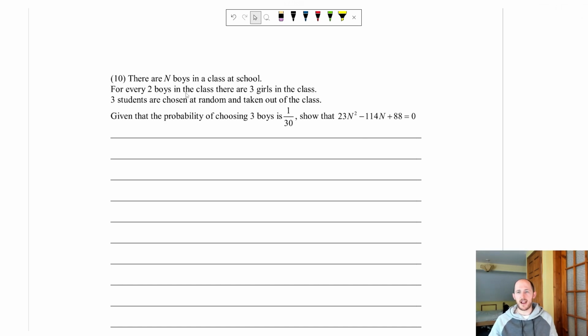So it tells me there are n boys in a class at school. Now, when I do probability, if I'm picking a boy, I need the number of boys over the number of people, right? So the number of boys, that's fine. I can just call that n because it tells me there are n boys. But the number of people, I need to work out some expression for. Now, if I look at the answer, there's only n here. So I'm thinking that I want to get the number of people in terms of n.